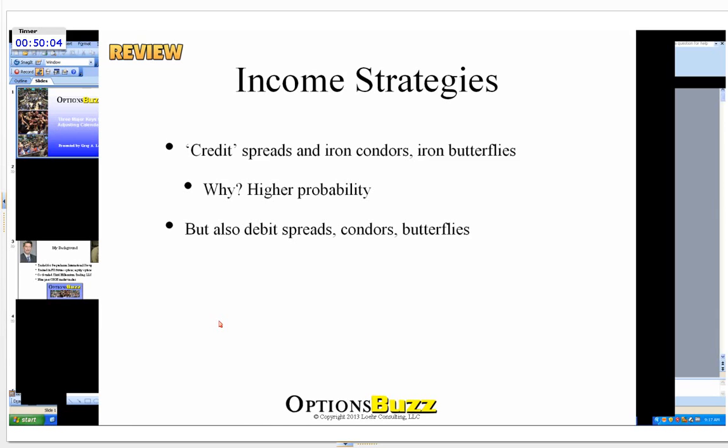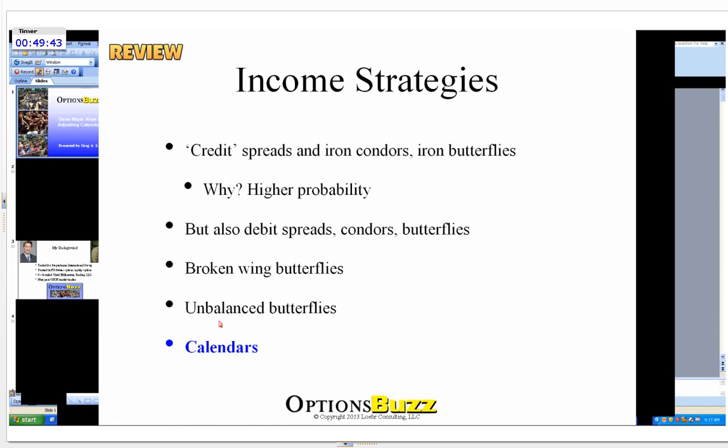We can buy spreads, we can buy condors, we can buy butterflies, and they can work just as well as generating income. We can look at broken wing butterflies. We can look at unbalanced. There's so many different trades that can be used as income. We can make high probability trades. We can make higher return types of trades.